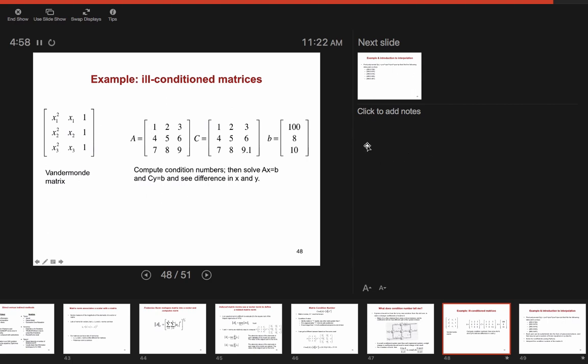And here's b. So I'm going to solve this AX is equal to B using this matrix. And then I'm going to just slightly change it to 9.1. And solve CX is equal to B. And see how far off those solutions are. Technically, I don't expect those solutions to be very far because the matrices are not very far. Let's see.